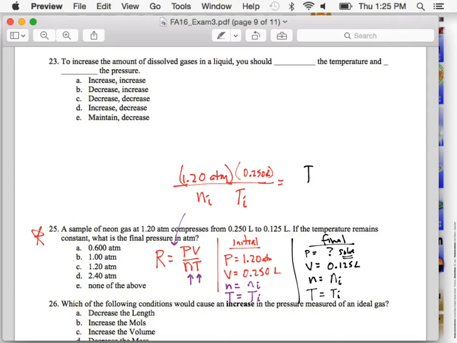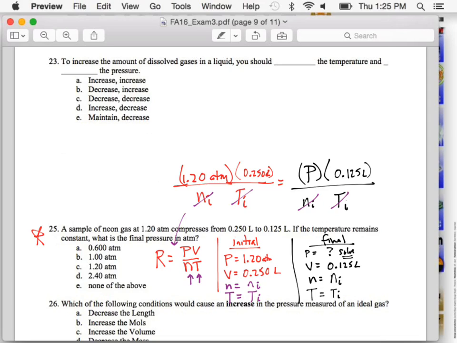My final conditions, it's the pressure. I don't know the pressure, so I'll put P for pressure. I'm really creative. Volume. What was my volume? 0.125 liters. What was my moles? N sub I. My temperature? T sub I. What happens? The moles cancel out? No, they don't. Yes, they do. The moles are exactly the same on both sides of the equation. They cancel. Temperatures are the same on both sides of the equation. They cancel. I was hoping. As long as they're the same, they can cancel out.